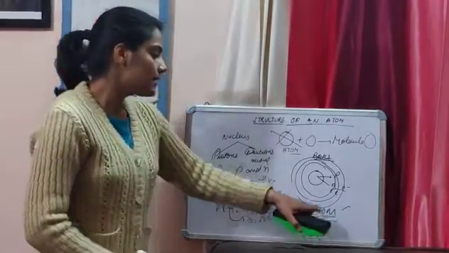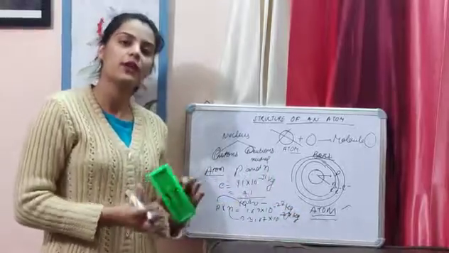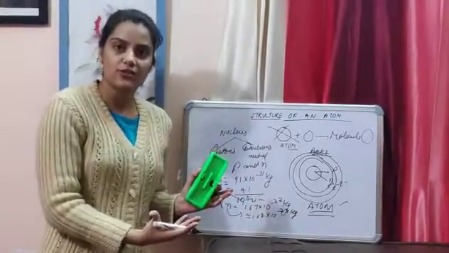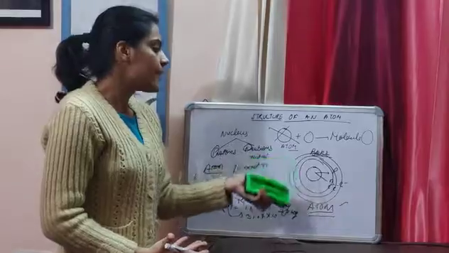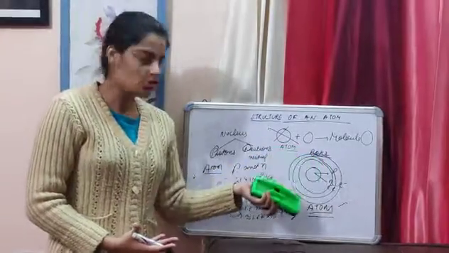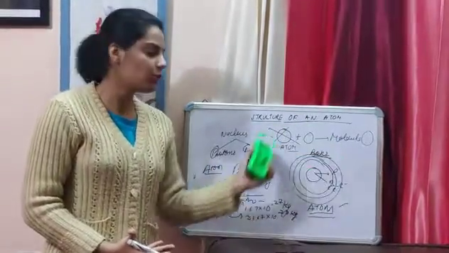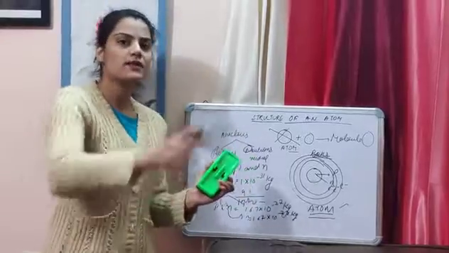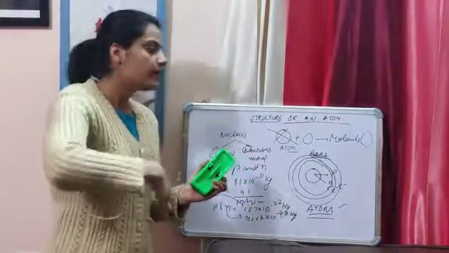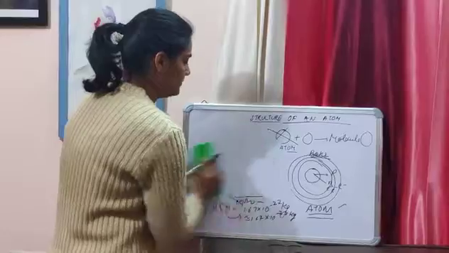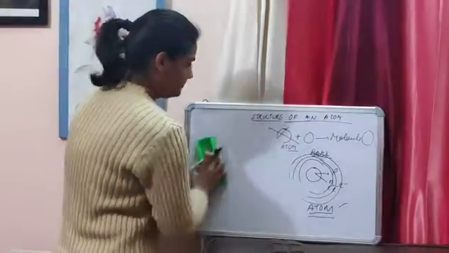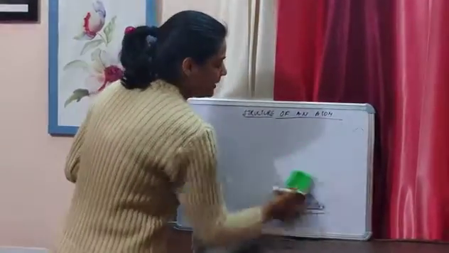So we learnt that an atom has two portions. One is the nucleus and the other is the extranuclear portion. And inside the nucleus there are protons and neutrons, and outside in the extranuclear portion there are the electrons, and they are constantly revolving around the nucleus. This was about an atom.